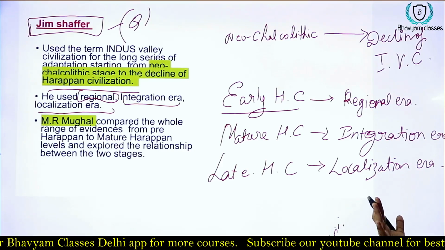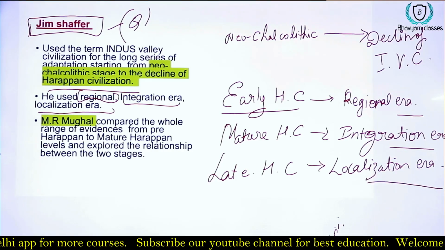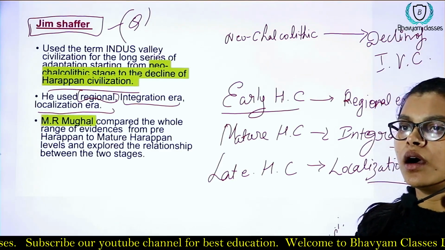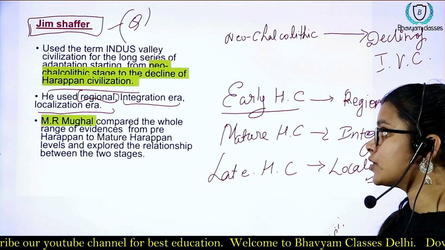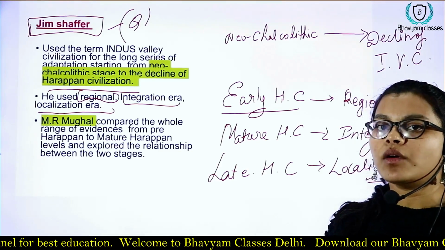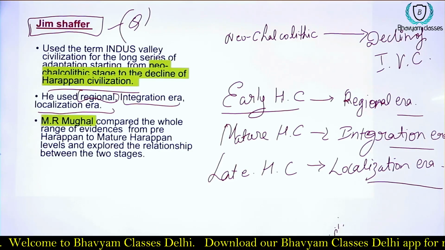So a question can be asked like, which historian has used the word regional era, integration era, or localization era for the Indus Valley civilization? So he is Jim Shaffer. Fine. One more important historian, whose name is M.R. Mughal.